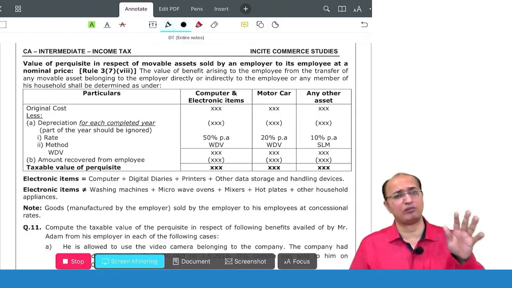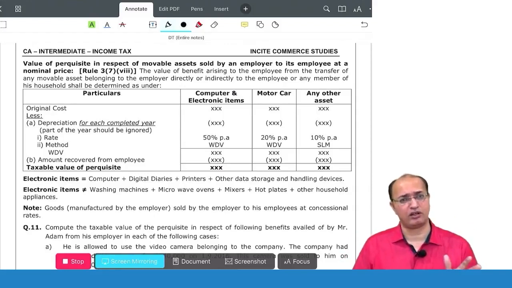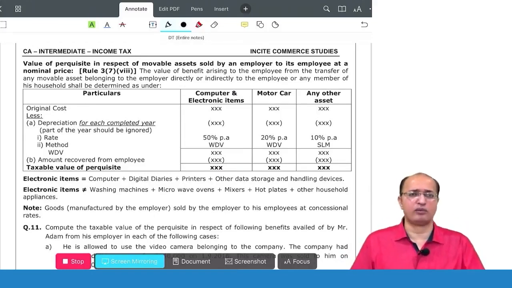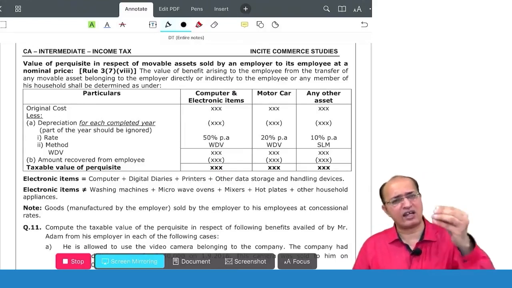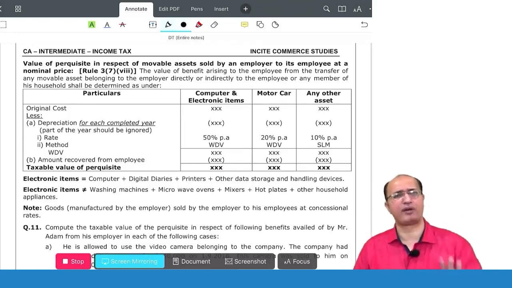Employer is owning some movable asset. That movable asset is used by the employer in his business for a few years. Thereafter, that movable asset is given to the employee, either free of cost or at some nominal price.